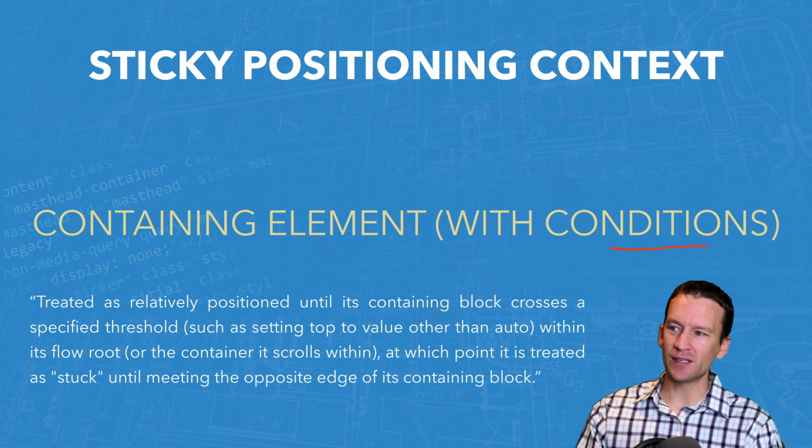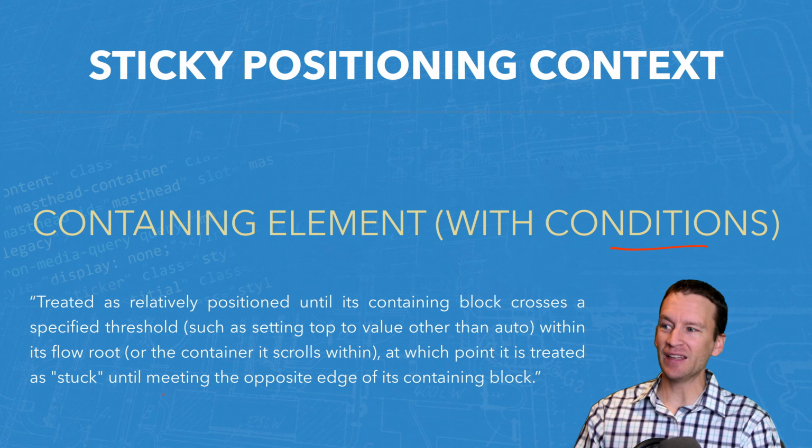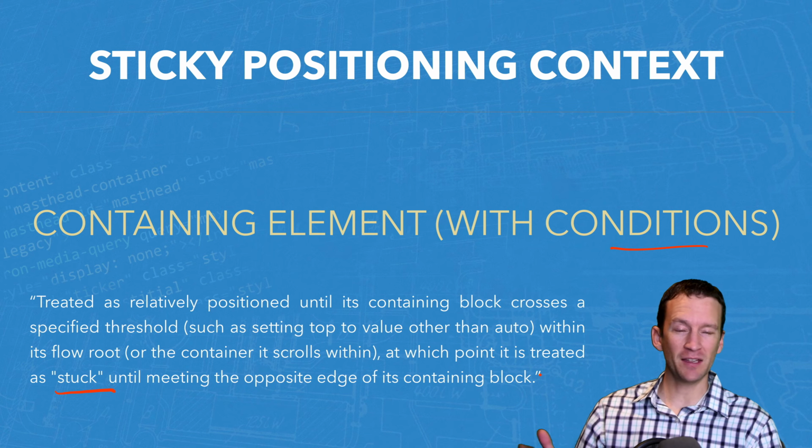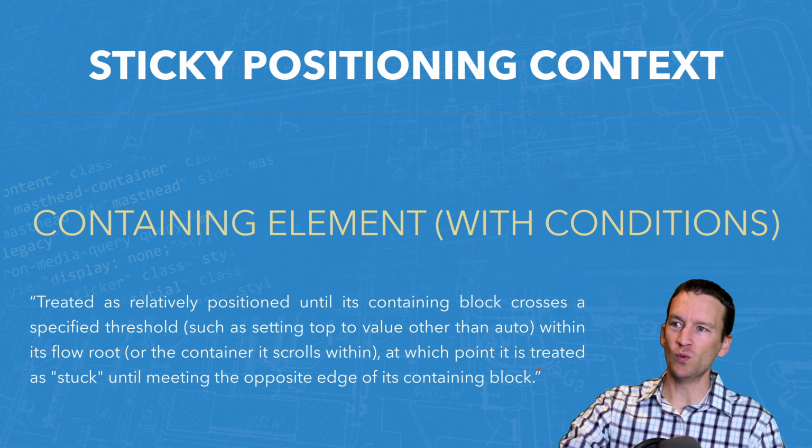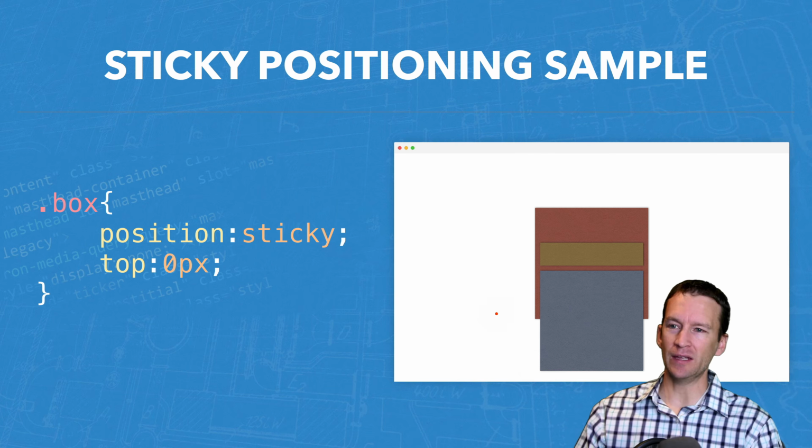Once that threshold is set, it's treated as stuck. So it's kind of like fixed positioning at that point until meeting the opposite edge of its containing block. Now that kind of doesn't make a lot of sense. The best way to understand sticky positioning, in my opinion, is just to look at an example. So with sticky positioning, it kind of works like this.